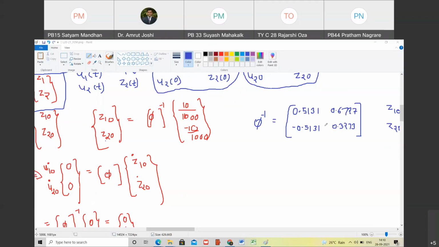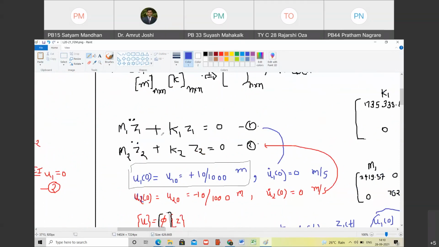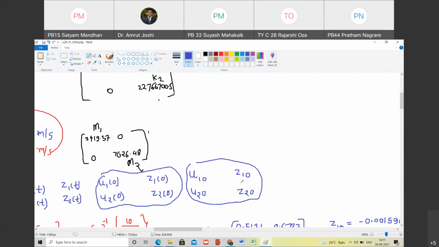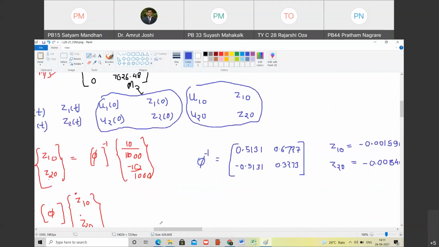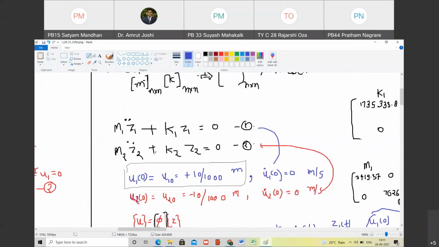Okay. So let's go ahead. Look at the first equation: M1 Z1 double dot plus K1 Z1 equal to 0. Are you with me? Yes, sir. How many boundary conditions do you require to solve this equation? We will require two boundary conditions. Out of that, one boundary condition we have obtained, Z1 of 0 equal to something. But what about the second boundary condition? The second boundary condition will be in terms of the first time derivative of Z1, that is Z1 dot. Do you agree with me?